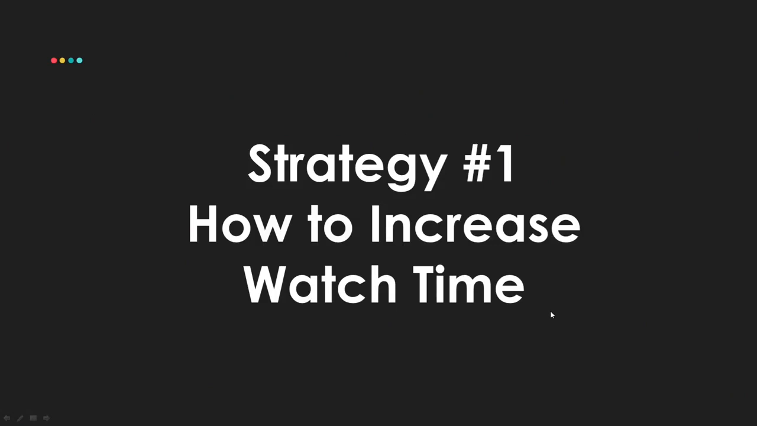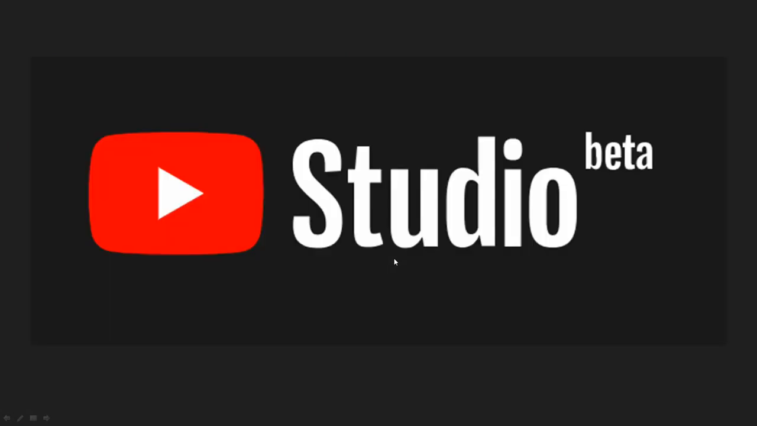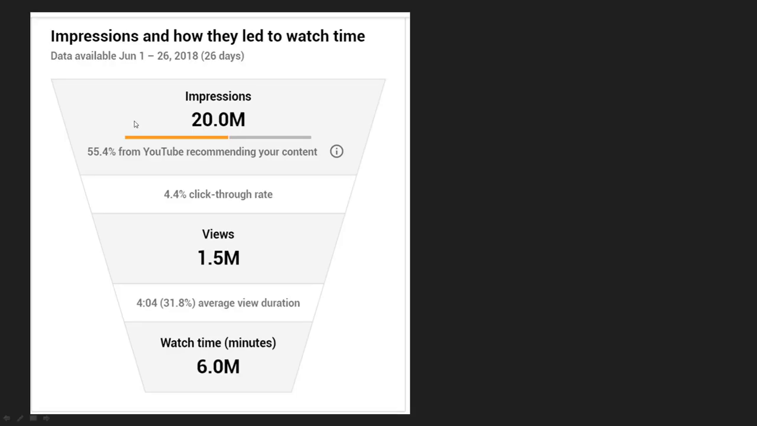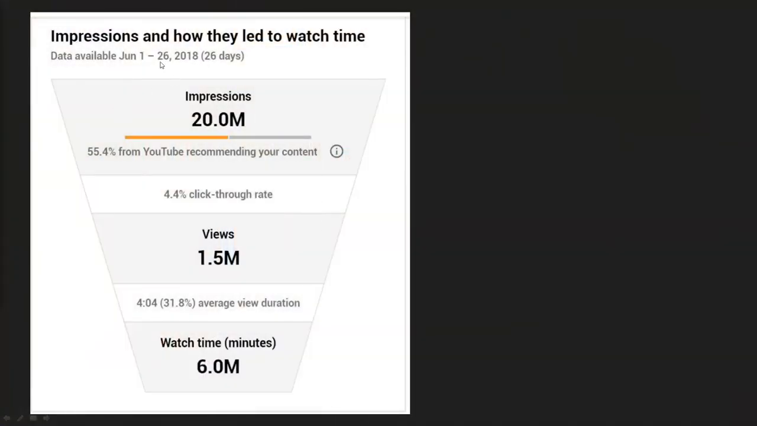Okay. So our first strategy here is, well, how do we increase then those minutes? How do we increase watch time? And we get some insights. This is new 2019 stuff, right? We get some insights from the new analytics that YouTube has called YouTube Studio Beta. And when you go into the back end of YouTube, it now gives you this crazy funnel thing that sort of explains how YouTube works so you can grow. So let's break it down. So you see this and it says impressions and how they lead to watch time.